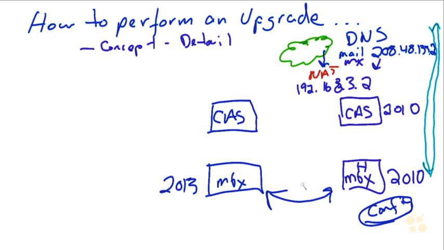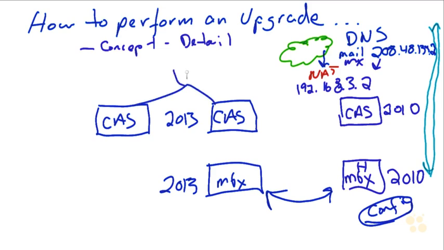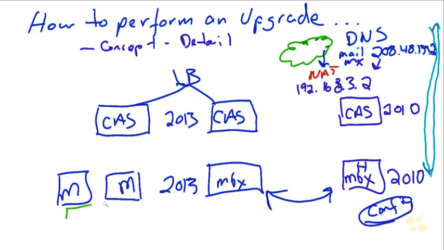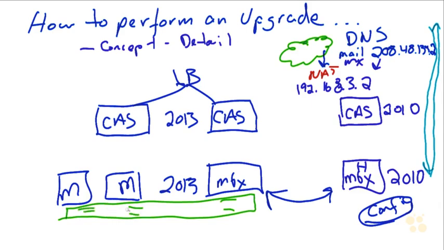Here's what I'm going to do. I'm actually going to build out this new 2013 environment completely. In other words, whatever I wanted to do, like load balancing for my CAS, and DAGs. So I've got mailboxes out here, MBX. I'm just going to put an M in there. And I'm going to draw this little green thing. You might remember what I was drawing all the time when we do DAGs. So I get all my databases. I start configuring databases, the ones that I know I'm going to need. And I set them up in a DAG. I get all my high availability configured for my new environment.